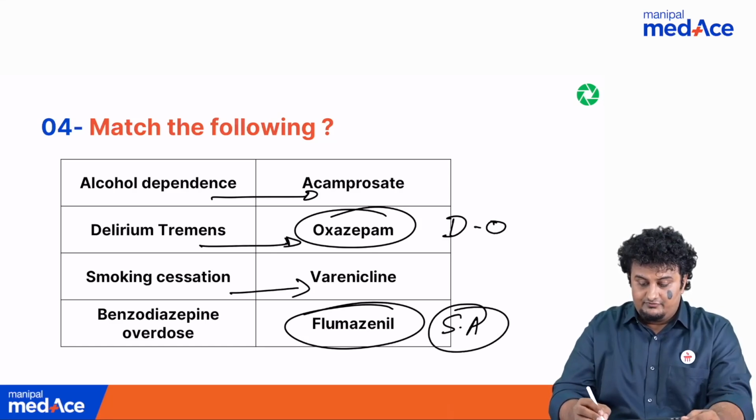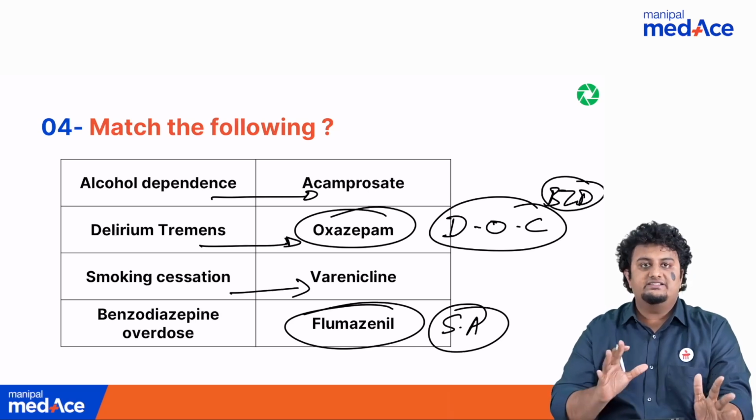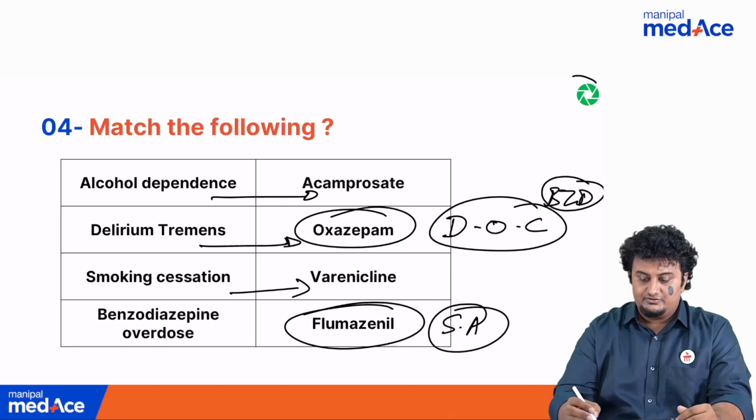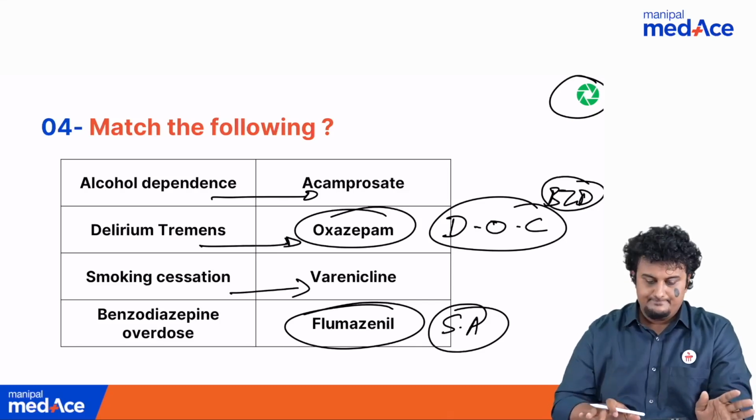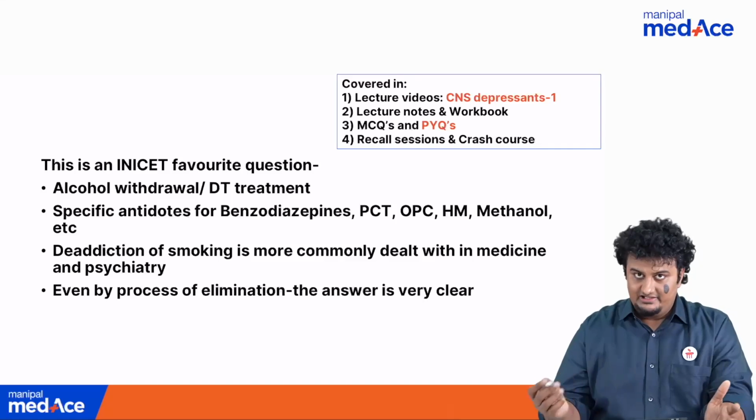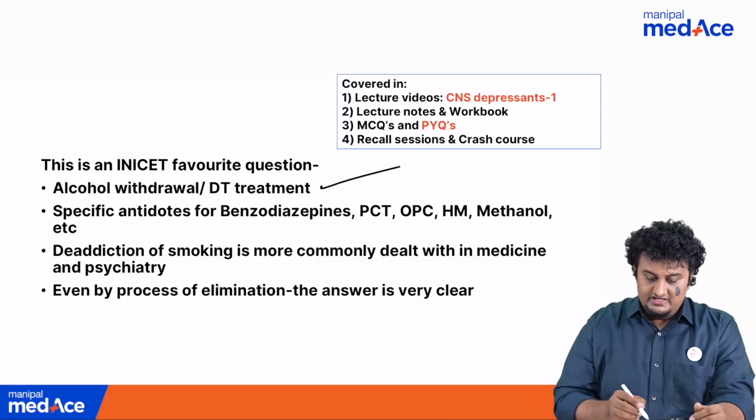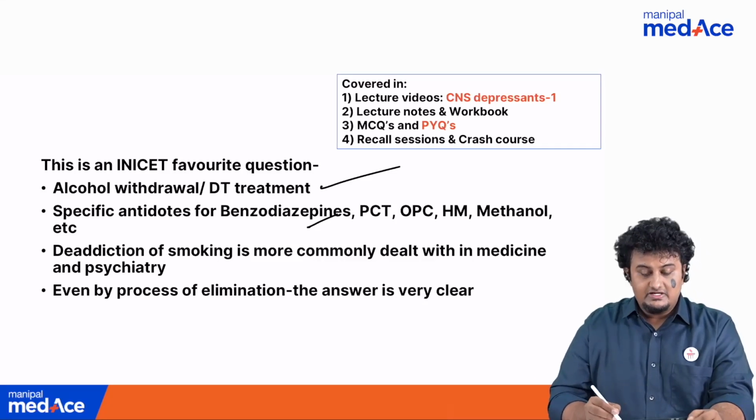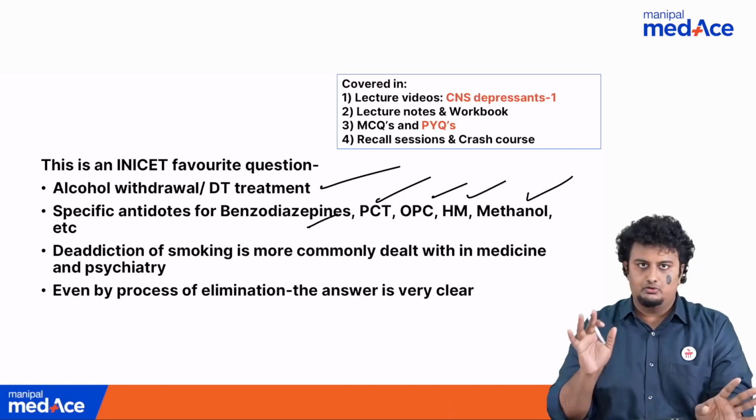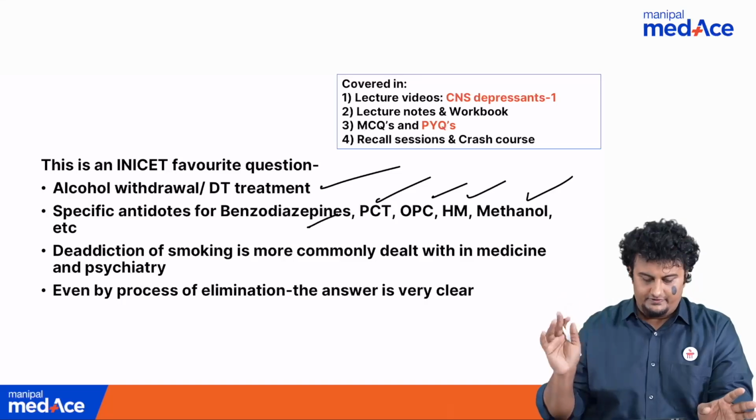Here, benzodiazepines are the drug of choice, right? So these things you do need to know. It's quite straightforward, a quick way to score marks, so don't waste time in such questions. So this is an INICET favorite question: alcohol withdrawal and delirium tremens treatment. You must know this. Specific antidotes for benzodiazepines, paracetamol poisoning, OP compound poisoning, heavy metal poisoning, methanol poisoning, etc. You must know on the tip of your fingers.